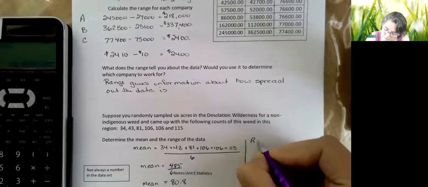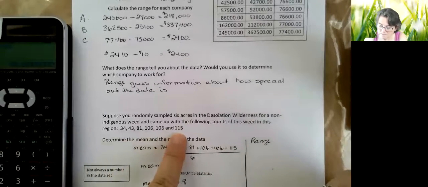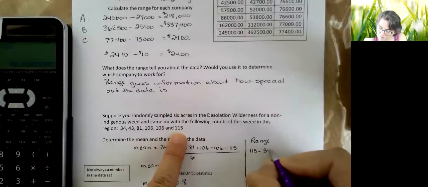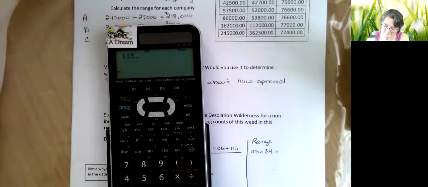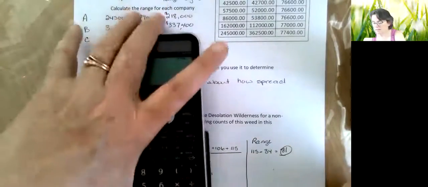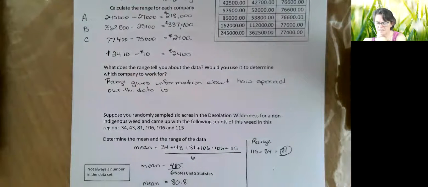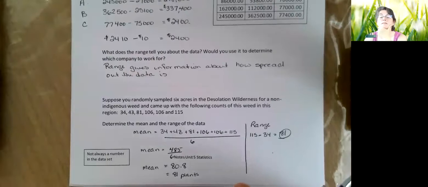All right, so our range. Oh, neat. It was in order already anyway. 115 is my biggest number, minus 34, my smallest, is 81. Okay. The fact that the mean is 81 and the range is 81, that's just a weird coincidence. I wouldn't expect that to happen most of the time.